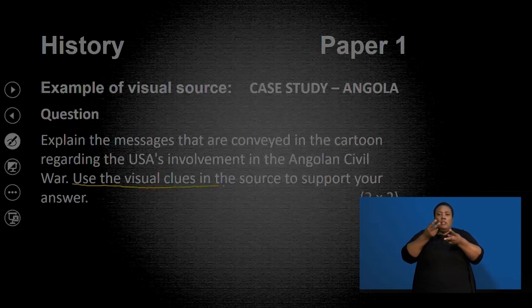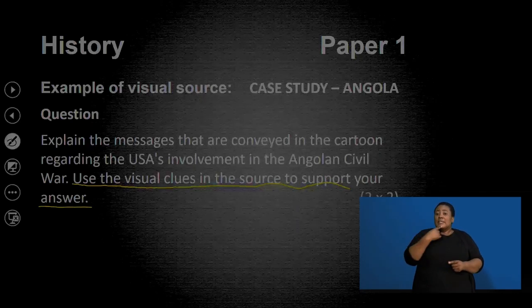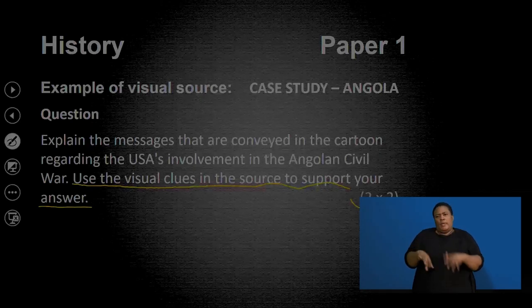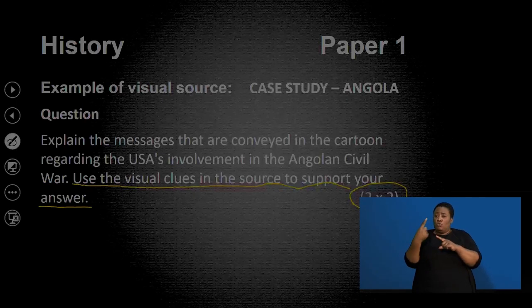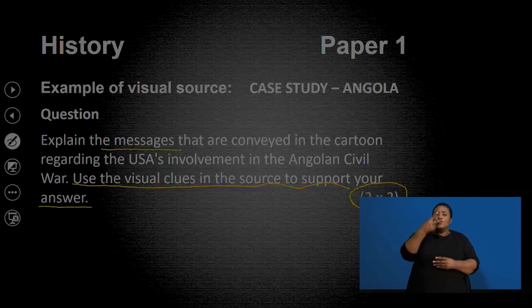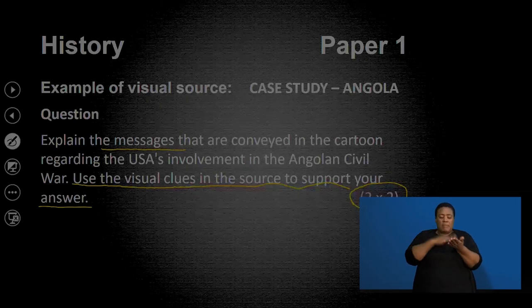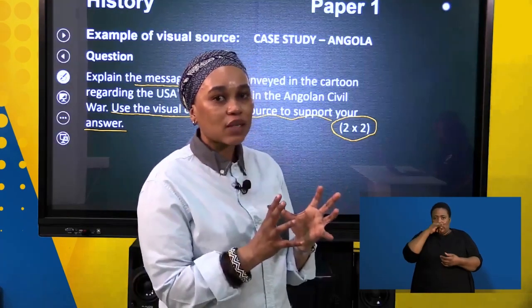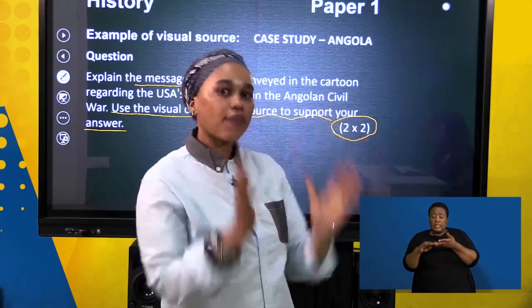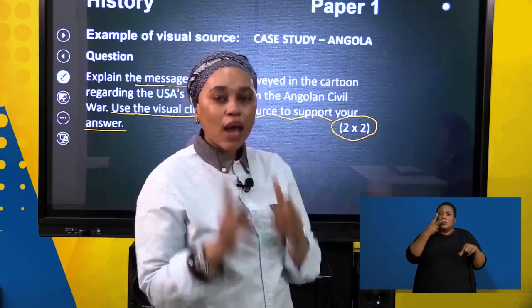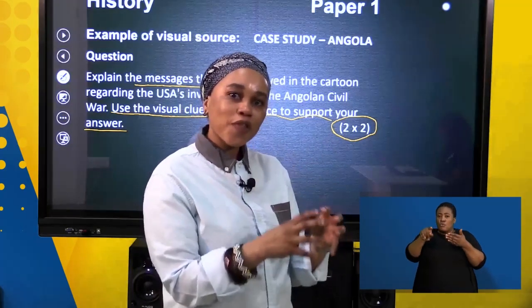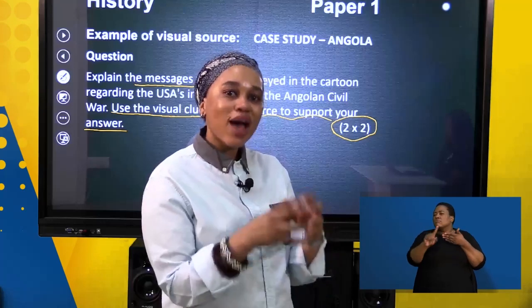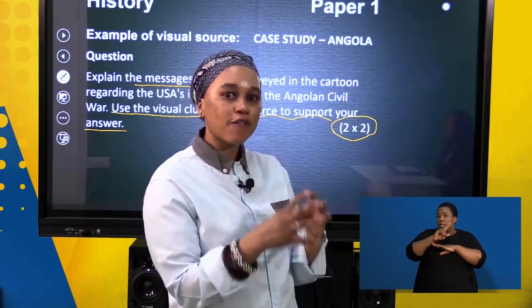If you look at this question, remember I told you earlier that the mark allocation is very important. This is 2 times 2, which means this question is out of 4 marks. The 2 marks are for the message that you're supposed to give. The cartoon itself does not give the message. It can just give you a caption and then you will see the cartoon. It's up to you to come up with the message based on your understanding and your analysis of that cartoon.